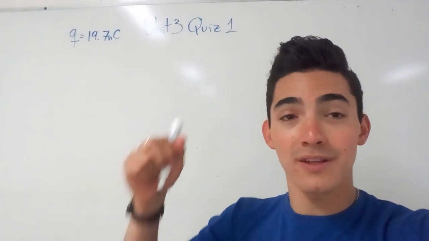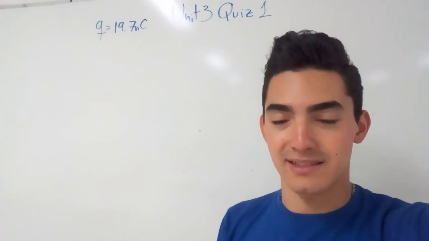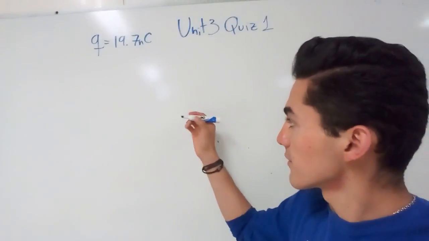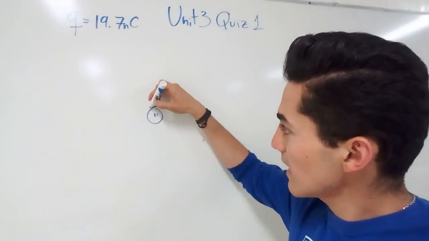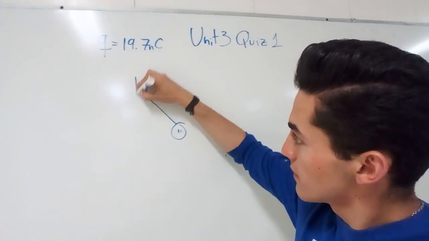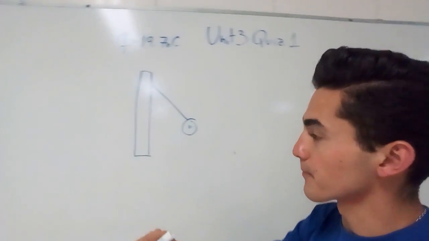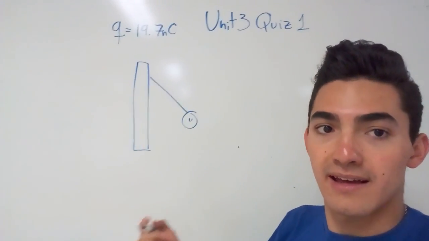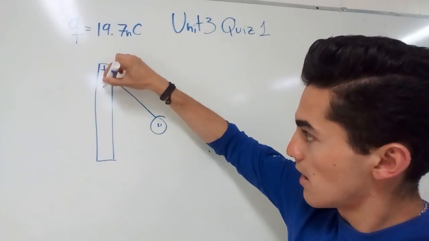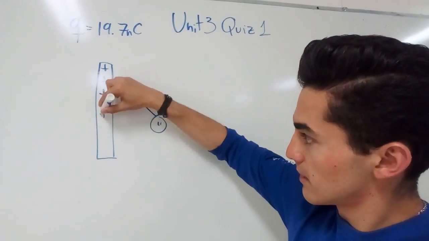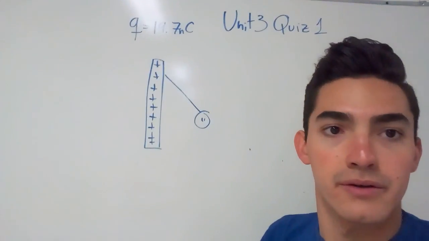Going to solve quiz 1 of unit 3 of electricity and magnetism that says like this. You have a charge in here that is hanging from a plane. Here we have a plane. This plane is non-conductive, so here we will have this charge.